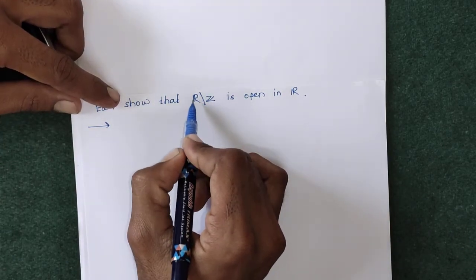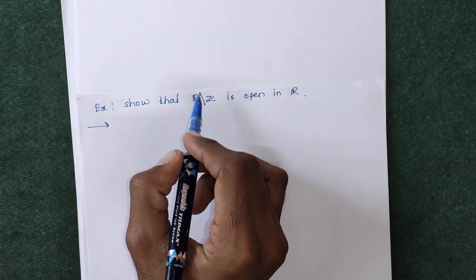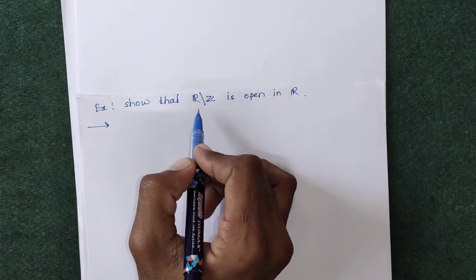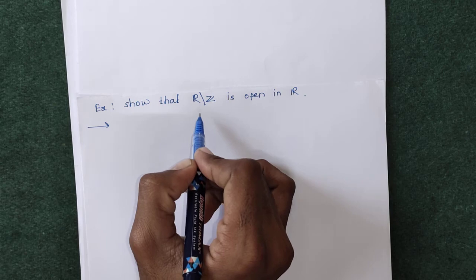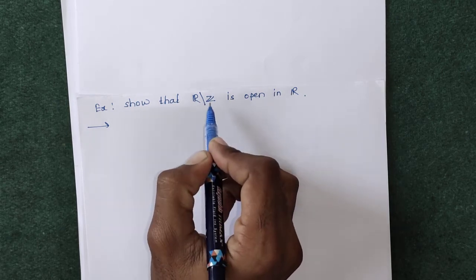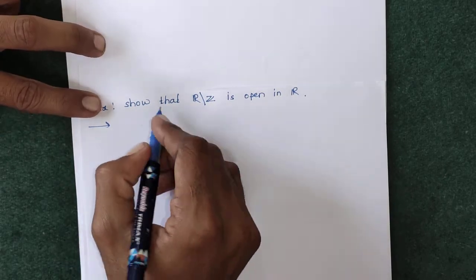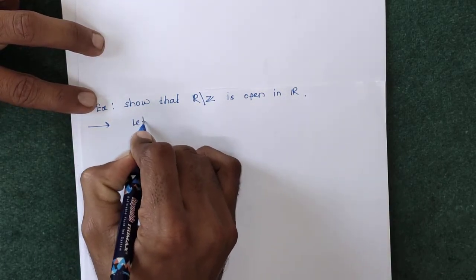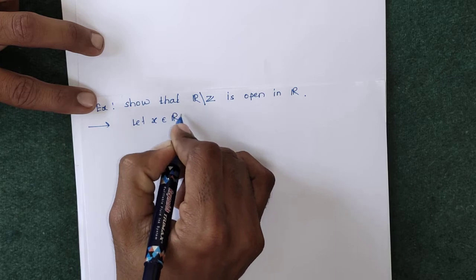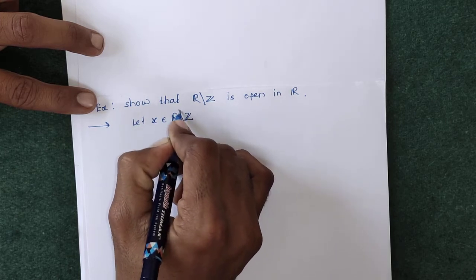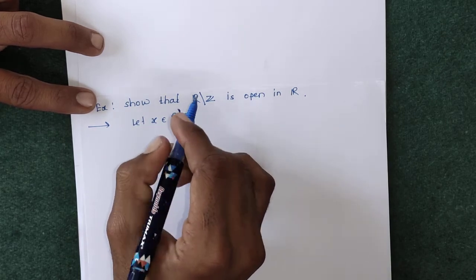To prove any set open, we have to prove that for every element of that set, considering that element as center and taking some radius r and drawing the open sphere, that open sphere must be contained in that set. So let x belong to this R minus Z, be any arbitrary element. x belongs to R minus Z.